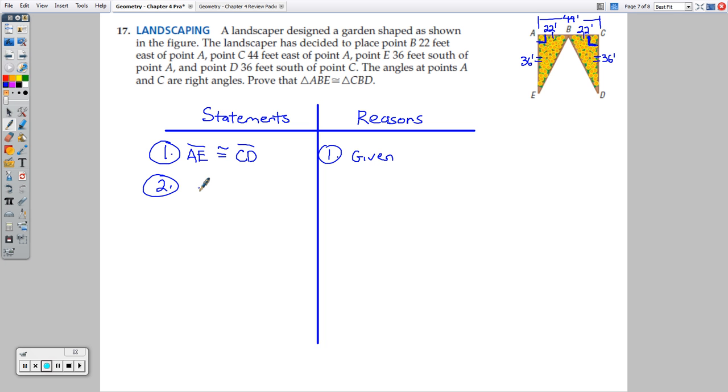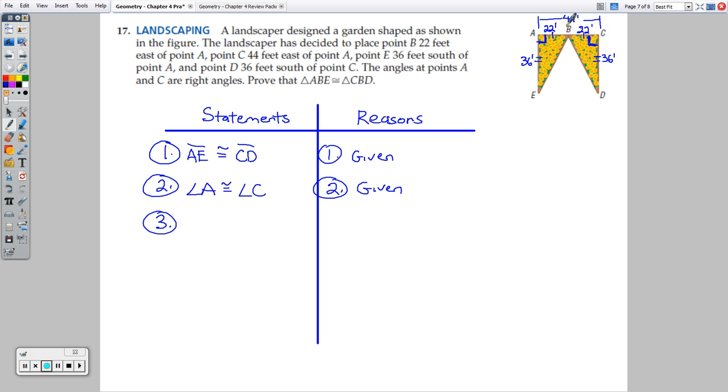I'm also told that angle A is congruent to angle C. They're both right angles, so they have to be congruent to each other. You could take this a step farther and say these are both right angles given, and then say that this is congruent to this by the definition of congruent angles, or by the definition of right angles, or that right angles are congruent to each other. That's another thing you could say here, but I'm not going to be that picky with this one. We're given that they're both right. Clearly they're both congruent then.